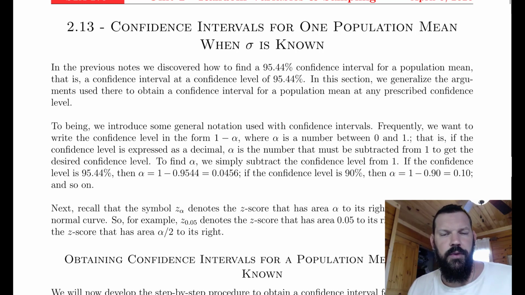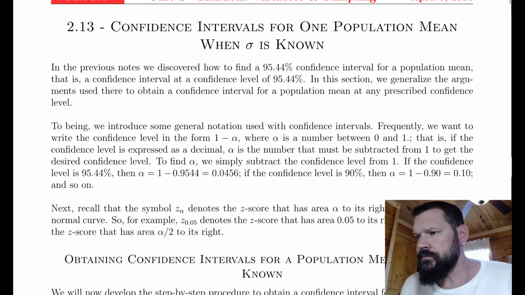So we looked at 95.44% a couple of times yesterday. What we're going to look at today, more specifically, is a 95% confidence interval, which is more common for us to use. Occasionally, you'll see a 90% confidence interval, and we're going to talk about that. 99% sometimes pops up, but it's kind of rare. 95 is kind of the standard.